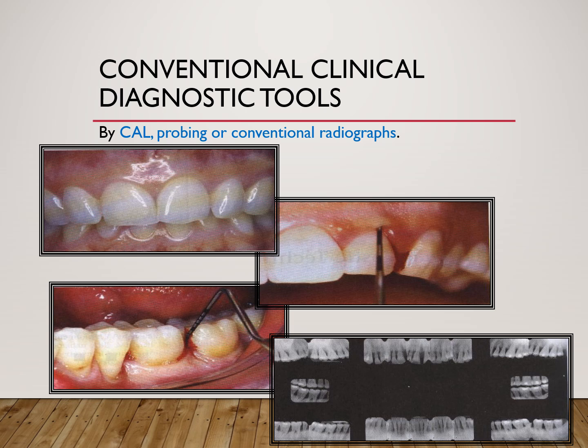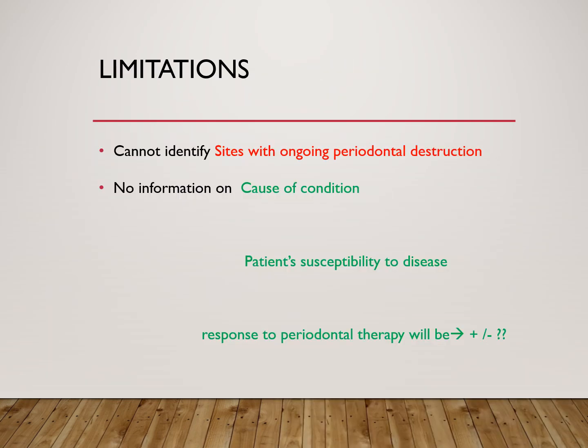For establishing diagnosis of the periodontal disease, we require a periodontal probe to measure probing pocket depth and clinical attachment loss. Along with that, for making radiographic diagnosis, we require a radiograph to assess the level of alveolar bone loss. But these conventional diagnostic tools have certain limitations. That is, they do not tell us about the sites with ongoing periodontal destruction. Rather, they tell us about the destruction which has occurred in the past.